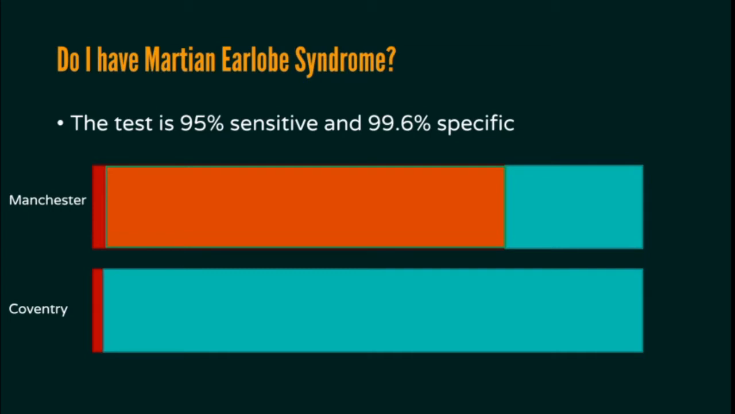In Manchester, if you test positive, there's a 99.9% chance that you have Martian earlobe syndrome. Now that's going to mean that the testing program is very popular, but public health officials get worried about disease containment and decide to start rolling the tests out nationally. So the program rolls out to Coventry. In Coventry, the positive test results look like this.